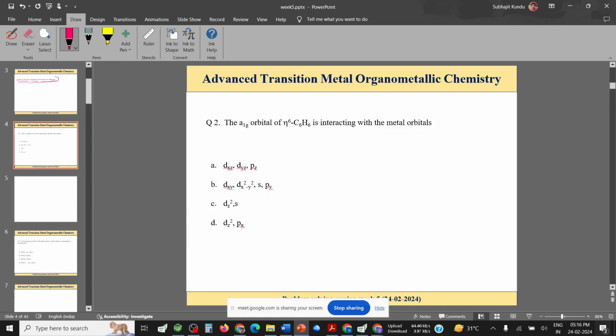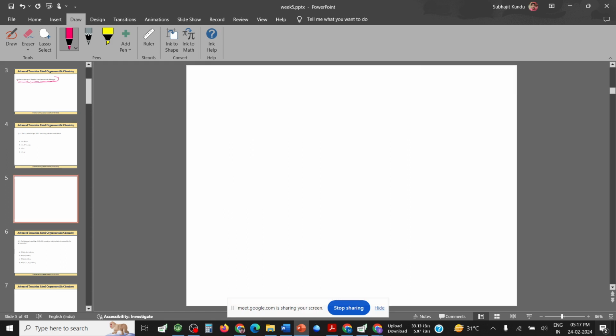Here I will explain the molecular orbital diagram: which is the main molecular orbital responsible for the eta 6 arene molecule to interact with the metal, and which metal orbitals interact with it. This discussion was previously done with the cyclopentadienyl system, but here it will be done with the six-carbon system, that is the eta 6 arene system. So without wasting any time, I am going to discuss this question with eta 6 C6H6.